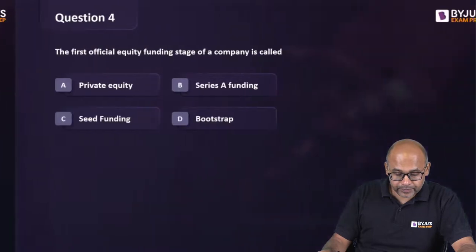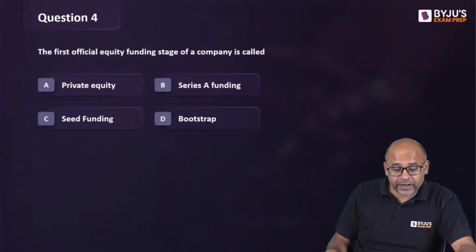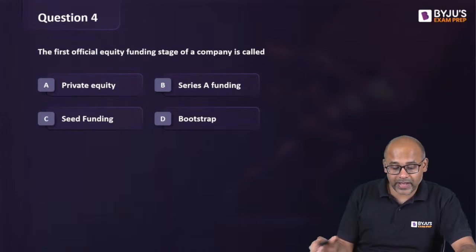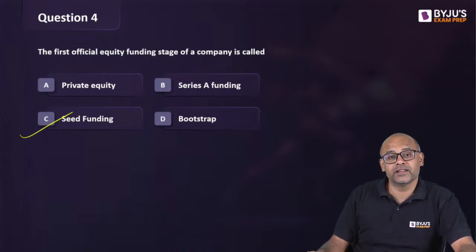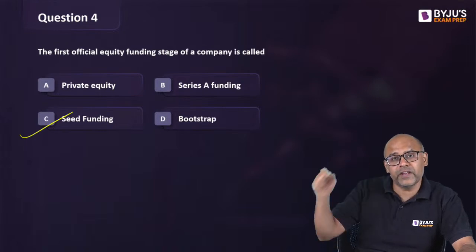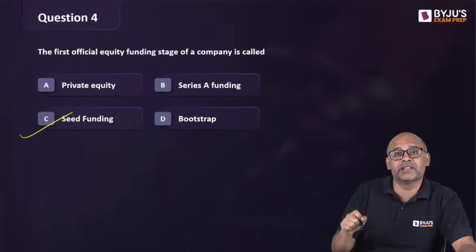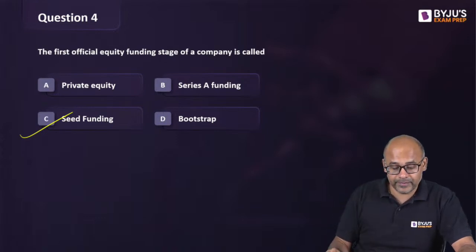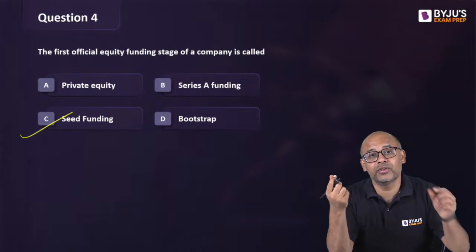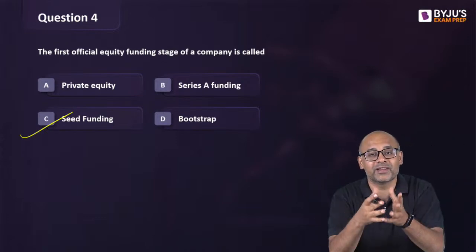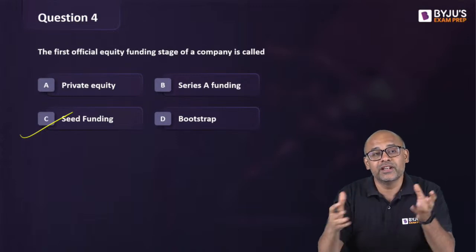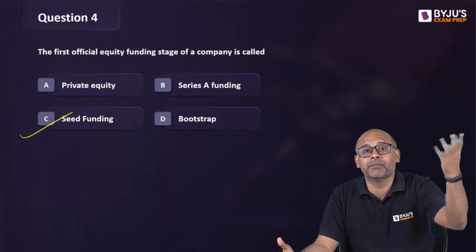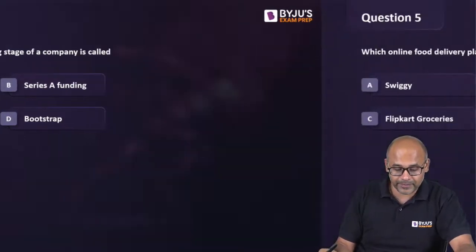Okay. The first official equity funding stage of a company is called. We know the answer to this. What is the answer, guys? The answer is yes, seed funding. The very first money that comes into your business. What is that round of funding called? That is called as seed funding. And the word seed, basically, you know, you are planting something for something to grow. So, such a nice analogy. You are putting a seed for the plant to grow. So you are putting money for the company to grow. So that's one way of understanding it.